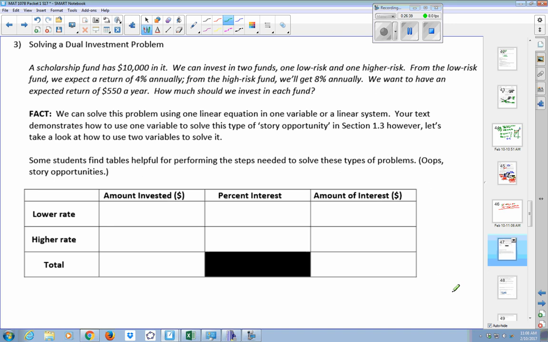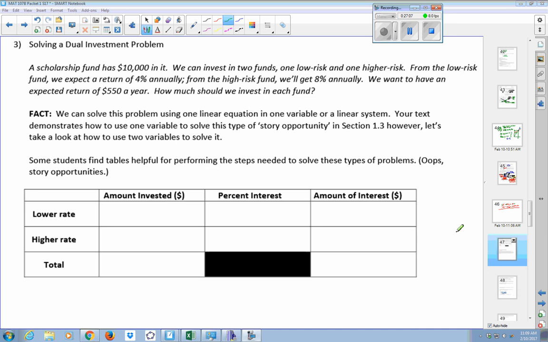So I want to read this problem because my voice is running out. Nora, want to read that for us? A scholarship fund has $10,000. Invest in 2 funds, one low risk and one high. Actually, today 4% would be considered high, right? We'd be doing pretty good if we could keep it at 4%. Okay, so again, look at the question. How much should we invest in each fund?